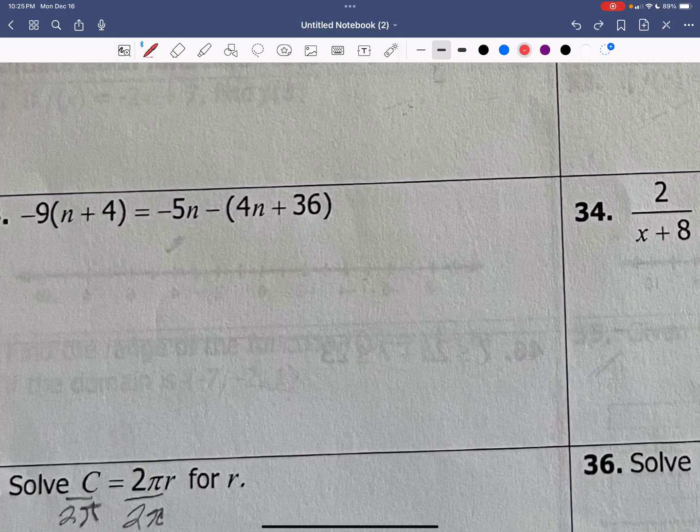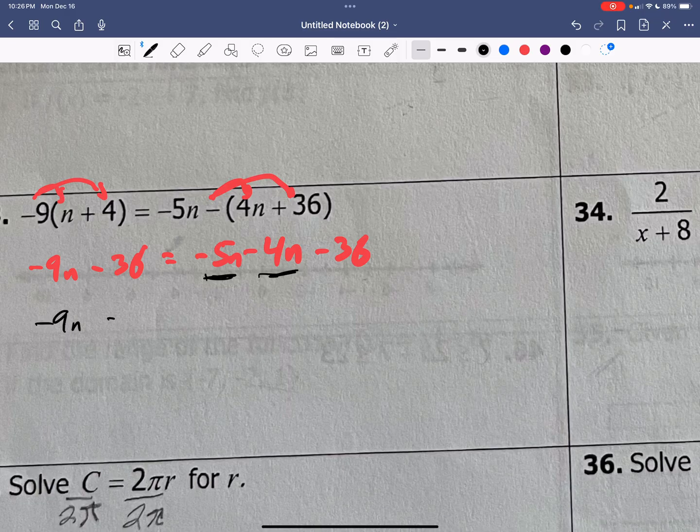Hold on a second. You would distribute this the same way, right? So negative 9 times n is negative 9n. Negative 9 times 4 is negative 36. Equals negative 5, and then this distributes the negative, right? So it'd be minus 4n. That's an n, by the way. Minus 36. You combine like terms if they're on the same side, right? So in this case, we would combine this and this. So we would end up with negative 9n minus 36 equals, these give me negative 9n minus 36.